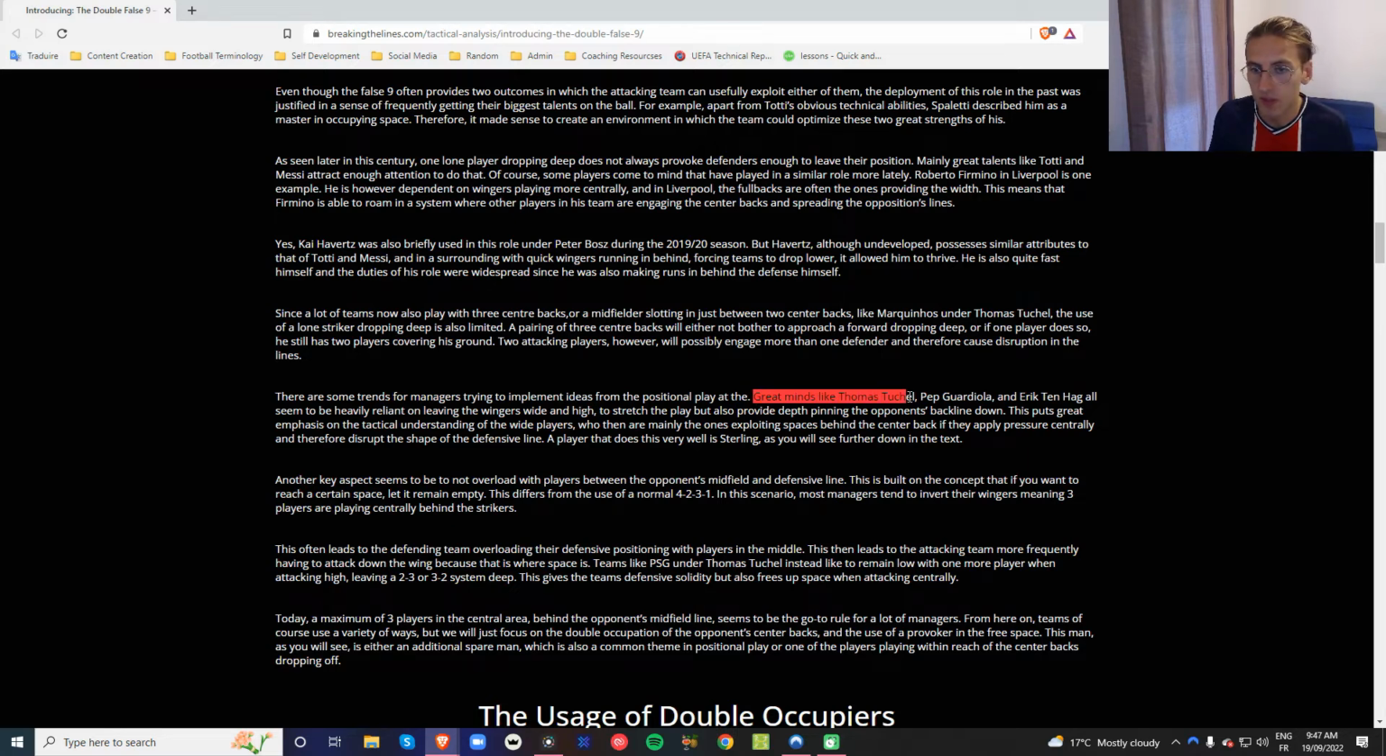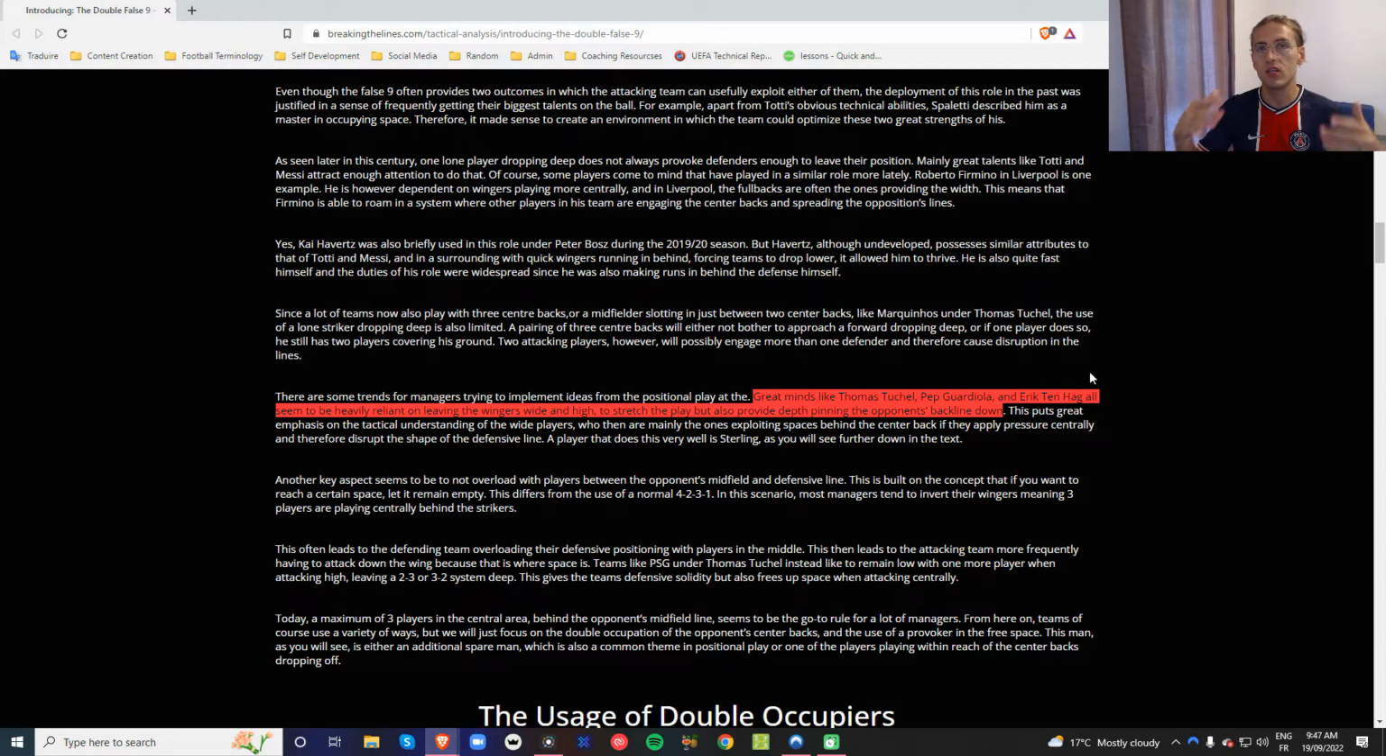Great minds like Thomas Tuchel, Pep Guardiola, and Erik ten Hag all seem to be heavily reliant on leaving the wingers wide and high to stretch the play, but also provide depth, pinning the opponent's back line down. So they're saying the wingers are positioned in a way that keeps the opponent's back line in a particular position. They can't move. They have to stay there. They have to stay in that position.